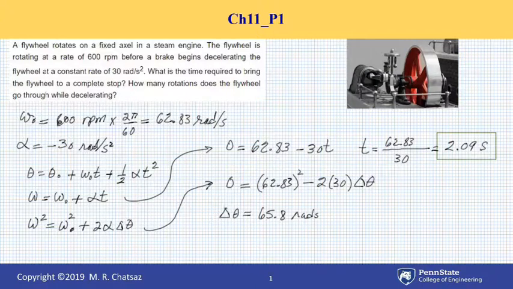To get it in revolutions, I multiply by 1 rev equal to 2 pi rads. Rads cancel, and if I take a calculator and divide, I get 10.5 revolutions.